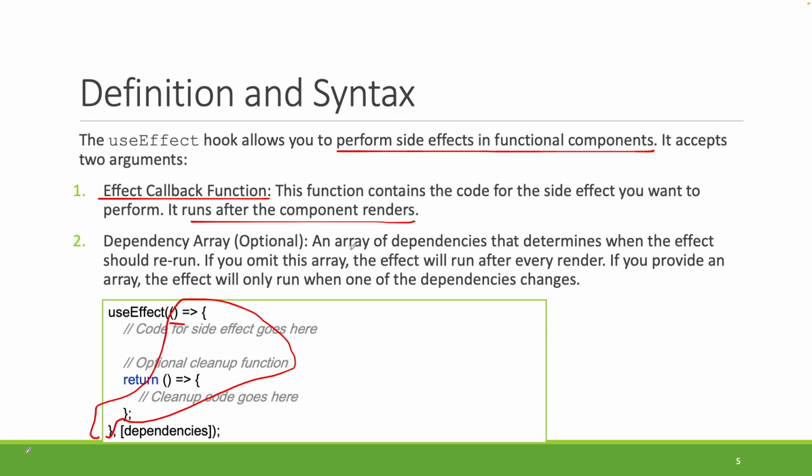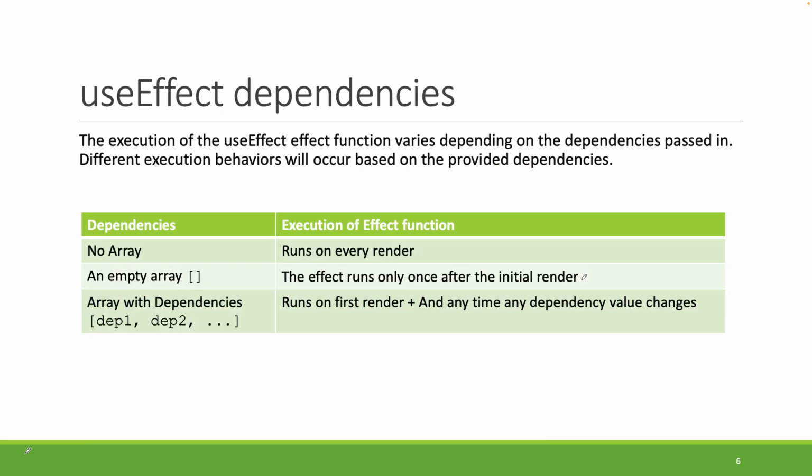The dependency array is optional, an array of dependencies that determines when the effect should be rerun. If you omit the array, the effect will run after every render, which is kind of the same as the behavior you have now. If you provide an array, the effect will only run when one of the dependencies changes. So let's go into detail. The execution of the useEffect hook's effect function varies depending on the dependencies passed in.